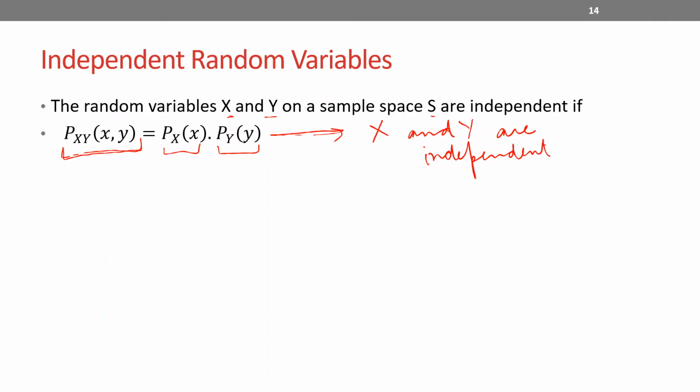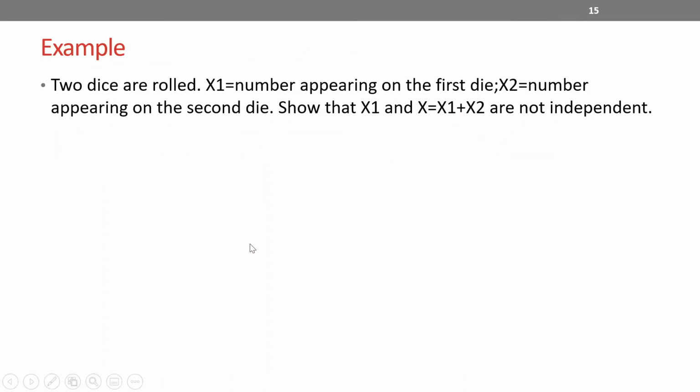Let's look at an example to demonstrate how we can see whether two random variables are independent or not. Two dice are rolled. X1 is the number appearing on the first die, X2 is the number appearing on the second, right? So what we have to prove is X1 and X. Now notice X is not X2, X is the sum of X1 and X2. And we have to prove that X1 and X are not independent, right? The way I am trying to prove this is by using a counter example.